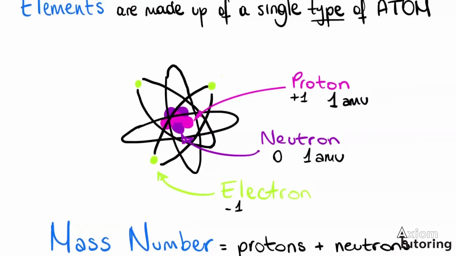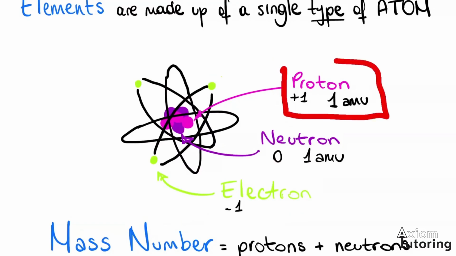Another interesting thing to notice is that for atoms, the number of protons always equals the number of electrons. Therefore, the charge of protons will always cancel out the charge of electrons.